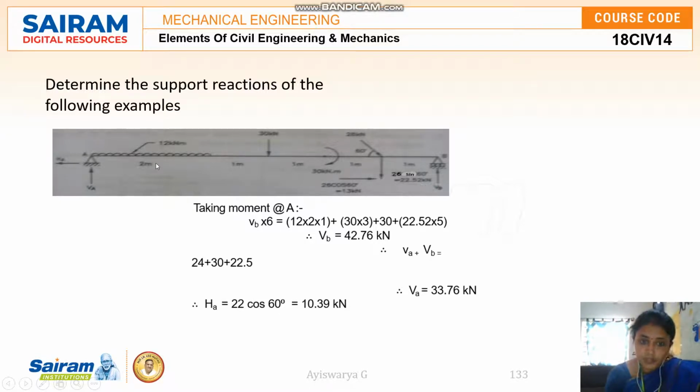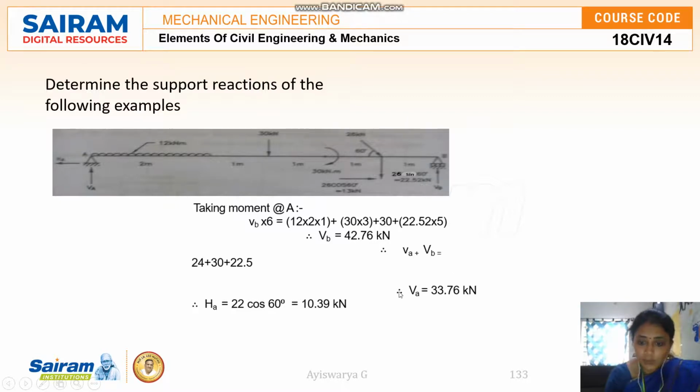So first, HA. There are only two horizontal reactions, that is HA, you can see both are in opposite directions, so directly you can write HA is equal to 13 kilonewton. Okay, and for example, if you are calculating VA plus VB, you can see the 24 kilonewton UDL load plus 30 kilonewton plus 26 sine 60, these are all in the vertical direction.